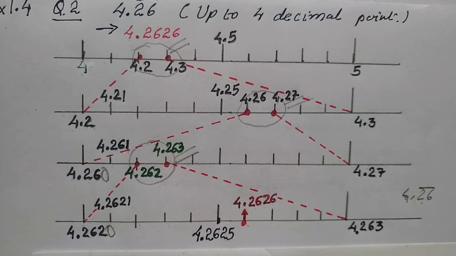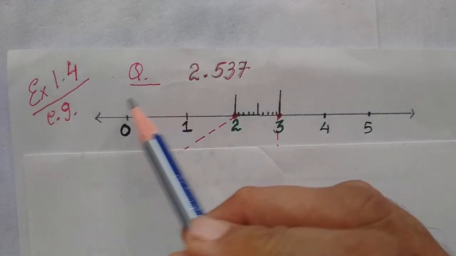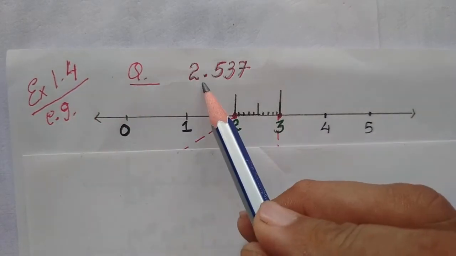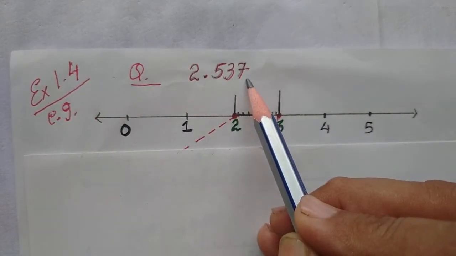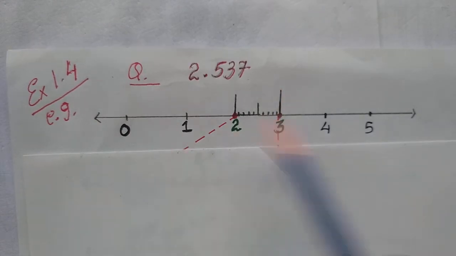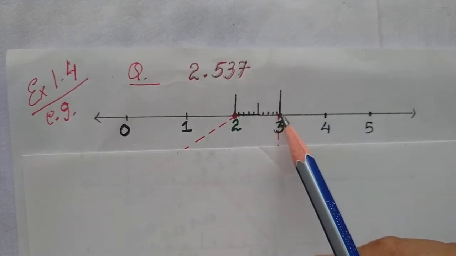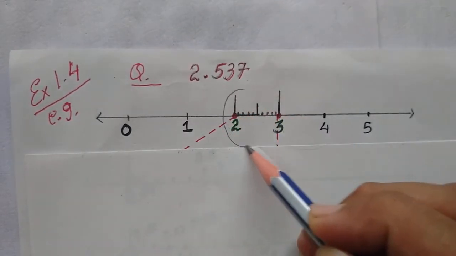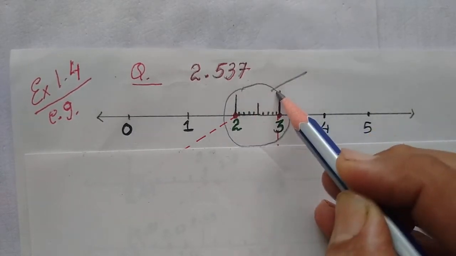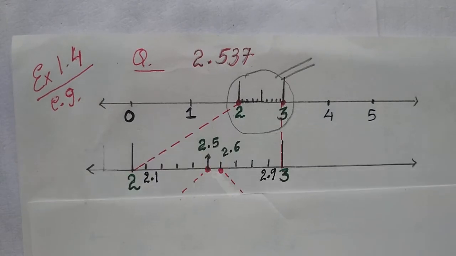Now children, for your satisfaction, let me teach one more example. Let us learn that. Now children, same question: visualize this number on the number line using successive magnification. So children, first we drew the number line 2, 3. Now children, here I have made 10 equal parts. Now we put our magnifying glass here, and we get this picture, children.